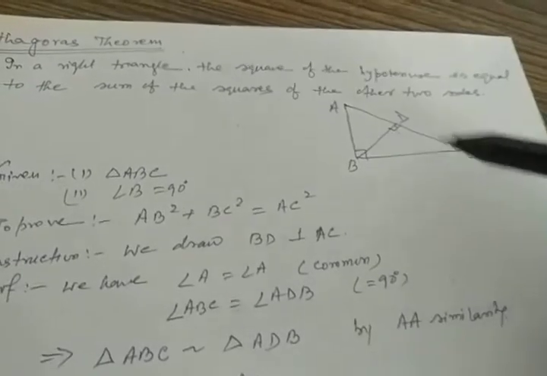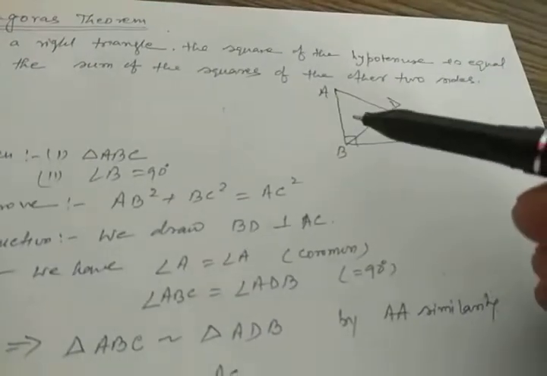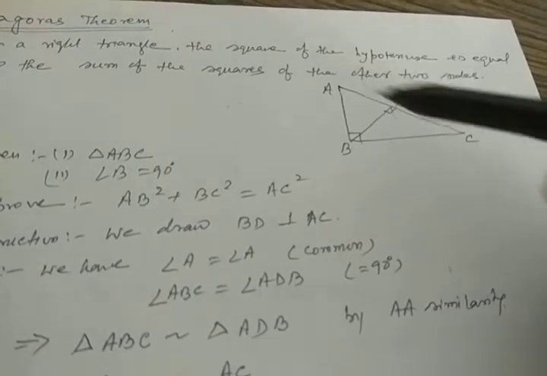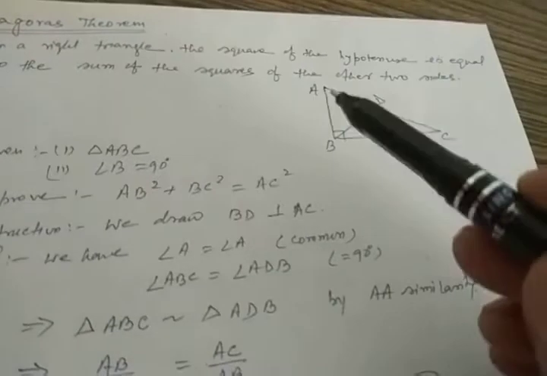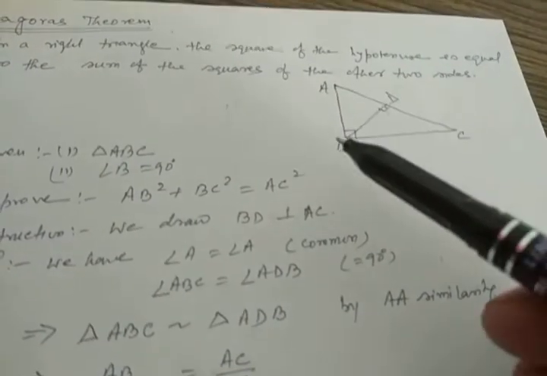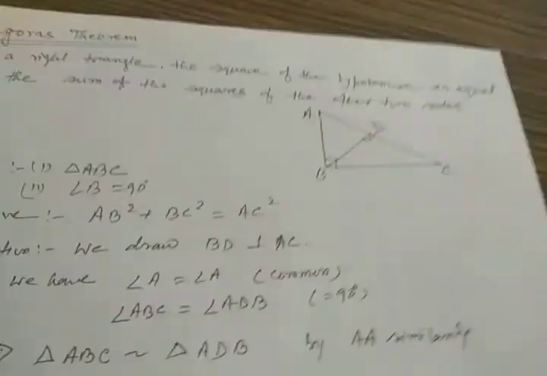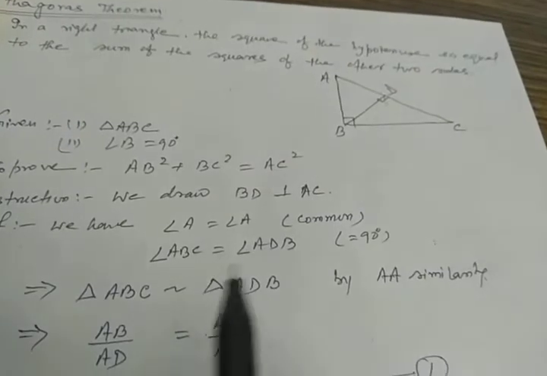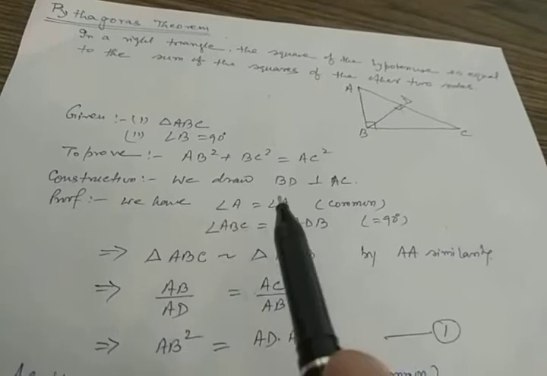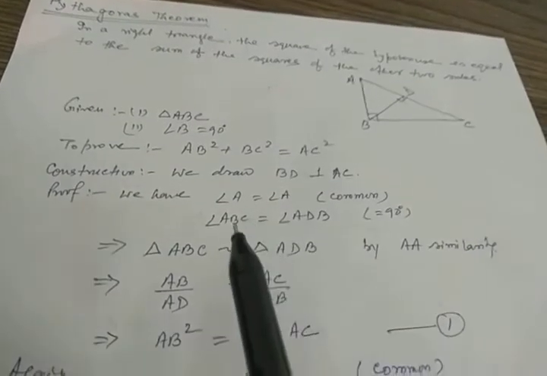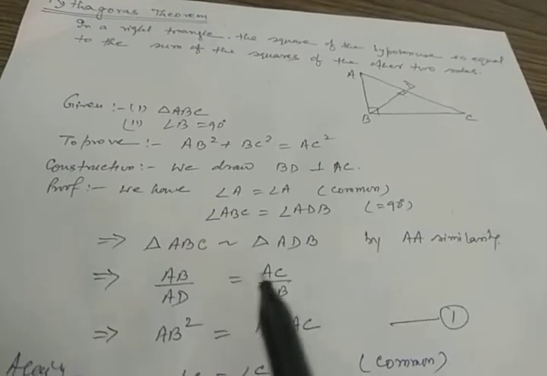Now we will try to prove the similarity of this smaller triangle and the bigger one. Just see, the small triangle is your ABD and the bigger is ABC. We find that angle A is common and angle B is equal to angle D. So it is mentioned here angle A is equal to angle A and angle ABC is equal to angle ADB, 90 degrees. Now if two angles are equal, the triangles will be similar. So we write ABC similar to ADB. Just see, A is equal to A, so we have written A is equal to A. Now B is equal to D.